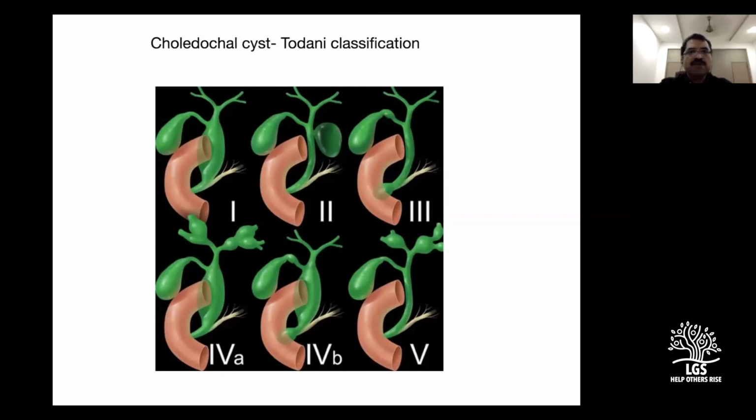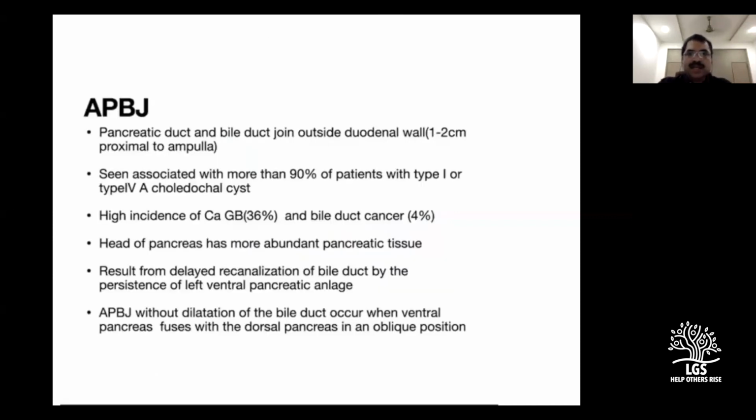The second malformation is known as the choledochal cyst. This is the classification by Todani et al. You have 1 to 5. And this is basically due to an abnormality in the pancreatic duct and bile duct junction. So the type 1 and type 4A choledochal cysts are seen in association with abnormal pancreatic duct bile duct junction.